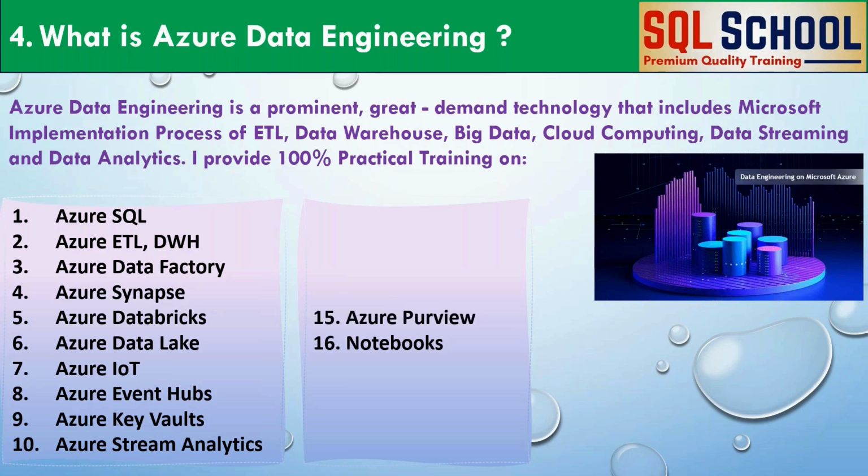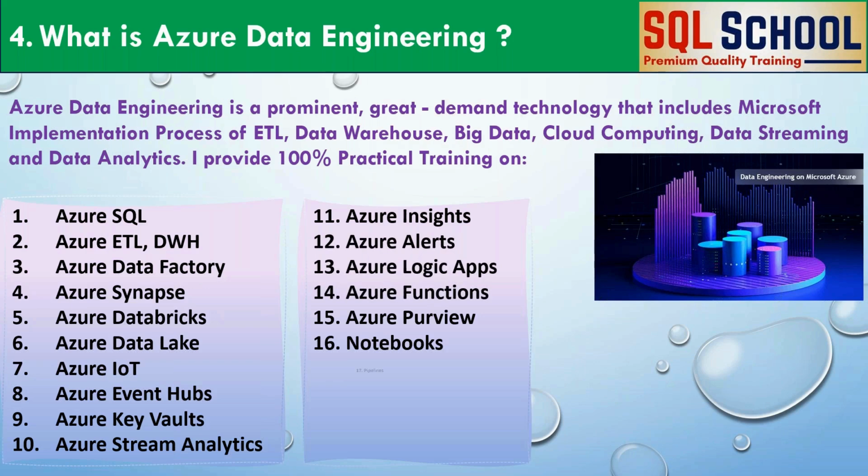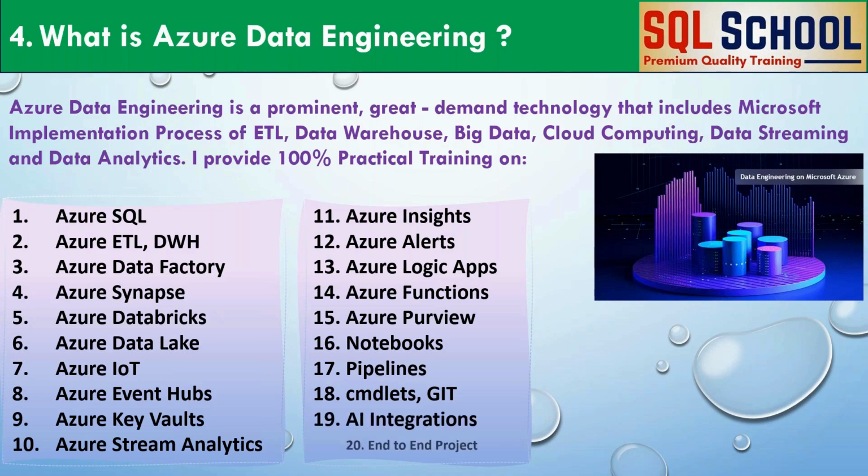To step into these notebooks, we have something called insights, purview, alerts, logic apps, functions. We have pipelines and Git configurations, integrations, and project work. Okay, total 20 items we are going to learn. With these 20 items, we are going to have one live project.